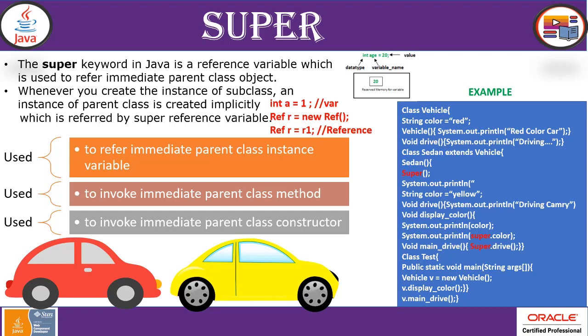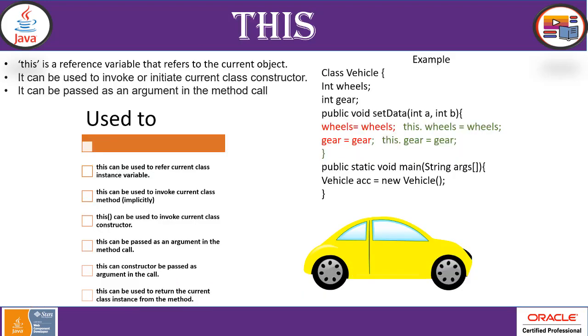All we are trying to do is have a reference variable by simply invoking and calling the name super in the child class and accessing all the things which are available in the parent class. That will be more clear when we see a demonstration in detail. But for now, let's move on to the this keyword. So super is all about the parent class.